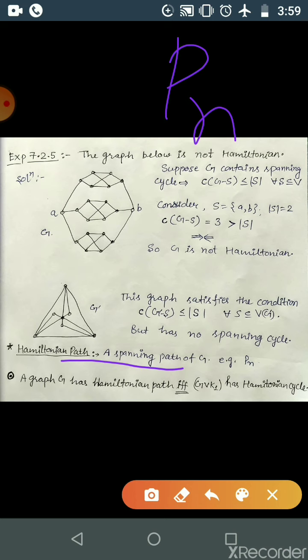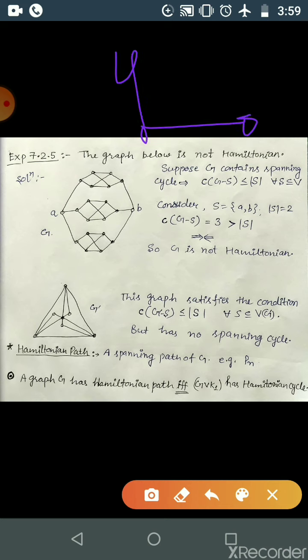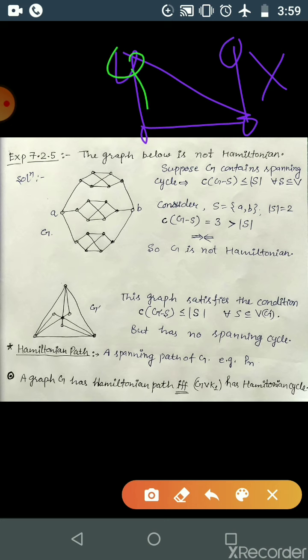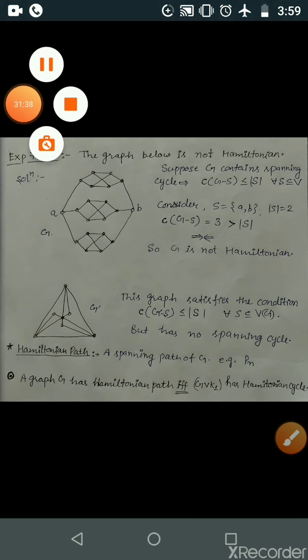For example, Pn, or you can just say in this graph, does there exist any Hamiltonian cycle? A spanning cycle does not exist, but a Hamiltonian path exists, correct? A path which contains all the vertices. So this P4 exists here. So a Hamiltonian path exists, but not a Hamiltonian cycle. So this graph is not Hamiltonian, but it contains a path which contains all the vertices of G.